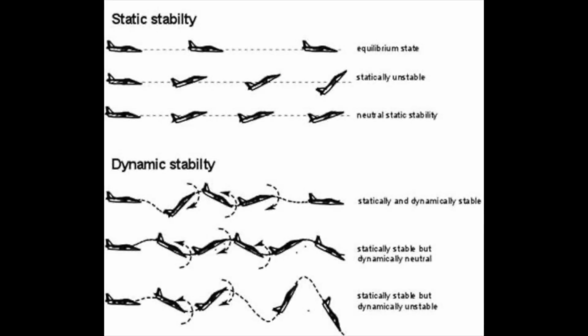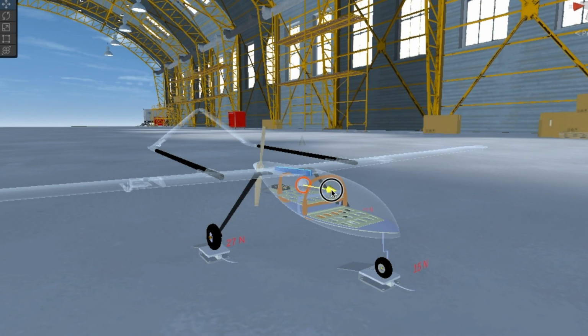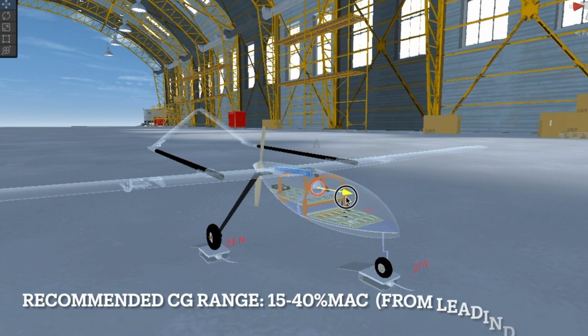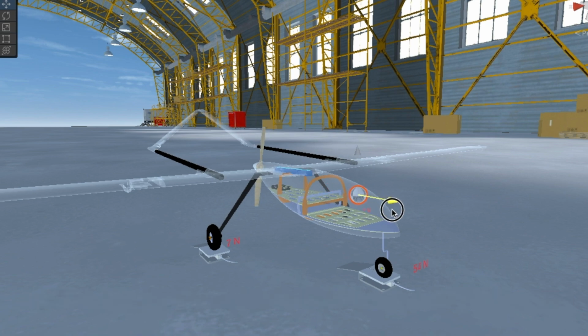Furthermore, it is crucial to comprehend the significance of the terms statically stable and dynamically stable, as they will be frequently referenced throughout the video. By analyzing the wheel reaction forces and respective loads around the CG, a range of 15% to 40% of the mean aerodynamic chord (MAC) was estimated as the appropriate center of gravity position range to achieve aerodynamic stability.